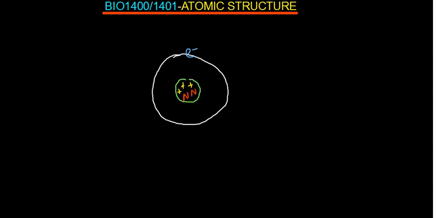So basically we know that for an atom, protons, neutrons, and electrons, when you look at the charge of these, a proton is positive, a neutron is neutral, it doesn't have any charge, electrons are negative.